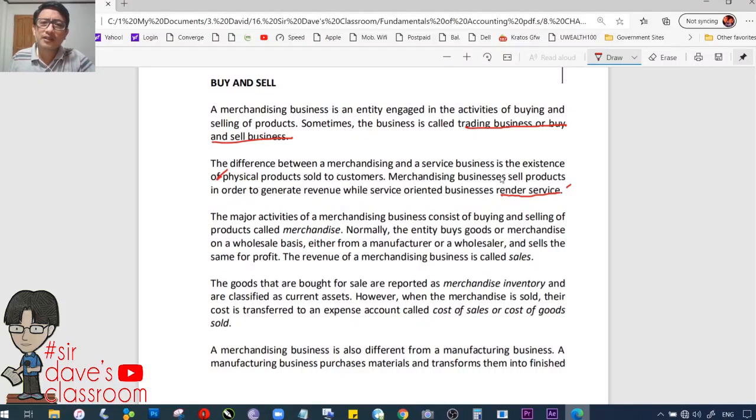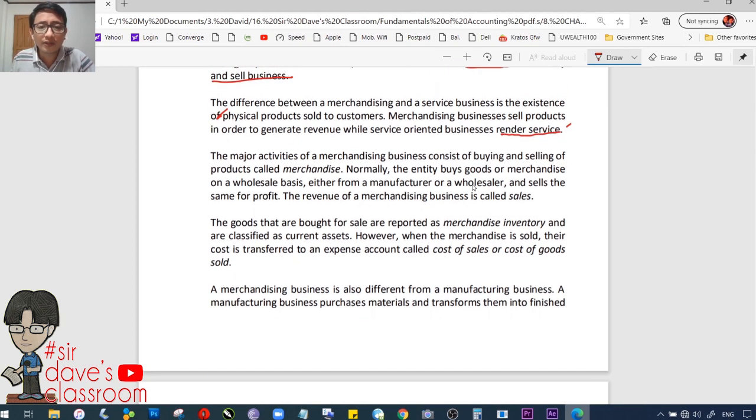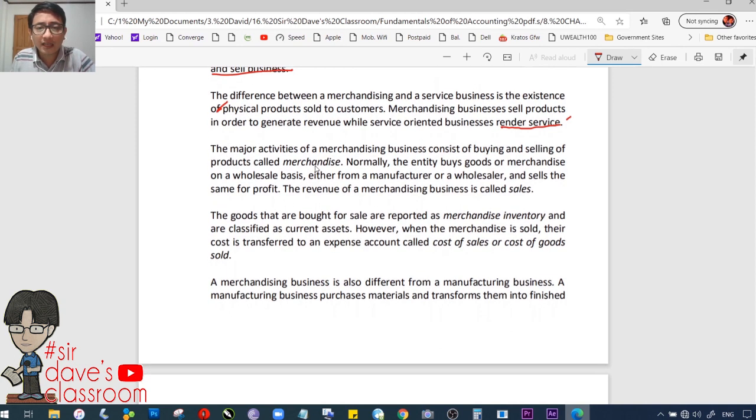Pagdating naman sa merchandising businesses, these are those that have tangible or physical products, and they are called, according to the next paragraph, merchandise. Okay? Normally, the entity buys goods or merchandise on a wholesale basis, either from a manufacturer or a wholesaler, and sells the same for profit. Okay? So, binili mo ng 10 piso, ibibenta mo, syempre, more than that, so that you would register a profit. The revenue of a merchandising business is called sales.